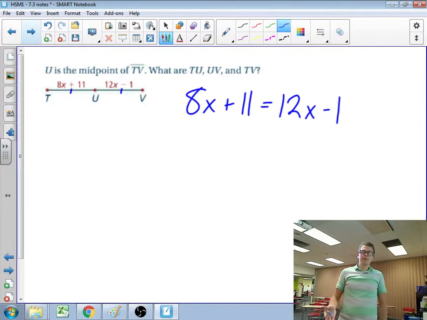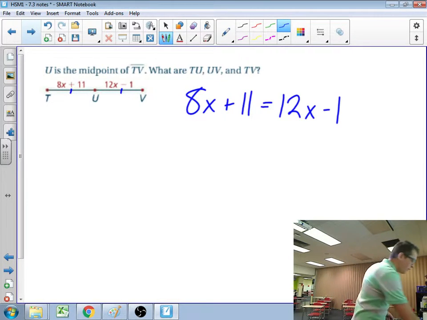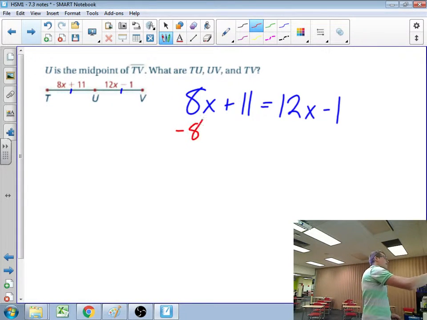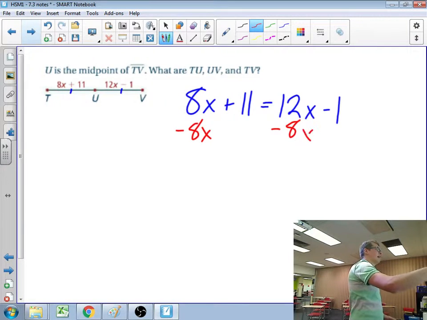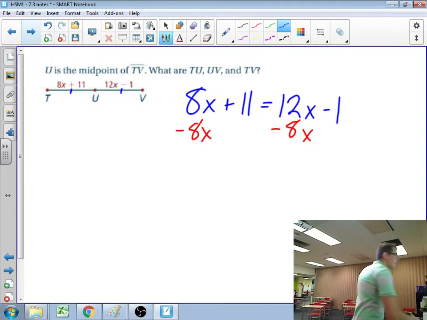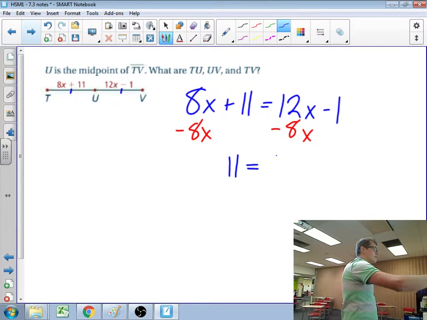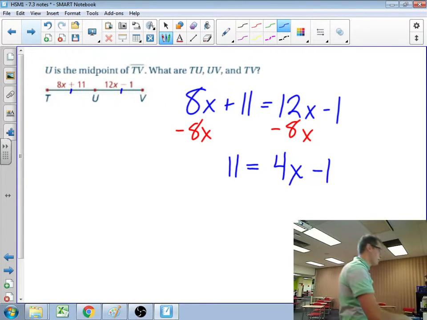I like to put my variables on whichever side starts with the larger variable. There's no right or wrong way to do this. There's a lot of right ways to get to Florida. If you solve your equation differently than I do, that's totally fine as long as you get the same answer and you solve it correctly. The first step is to subtract 8x from both sides. I do that to group my variables together, because 8x minus 8x on the left side disappears and I end up with just 11. 12x minus 8x gives me 4x, and I still have the minus 1.